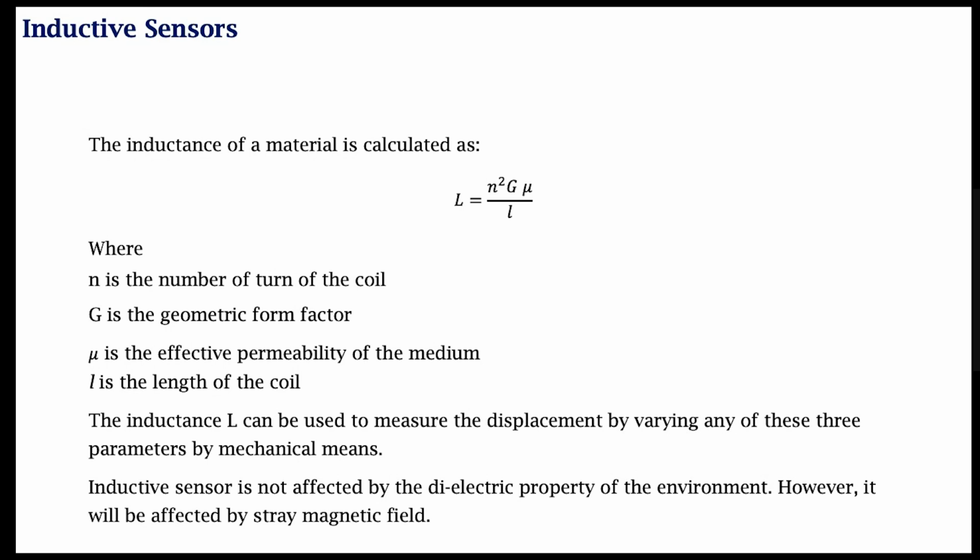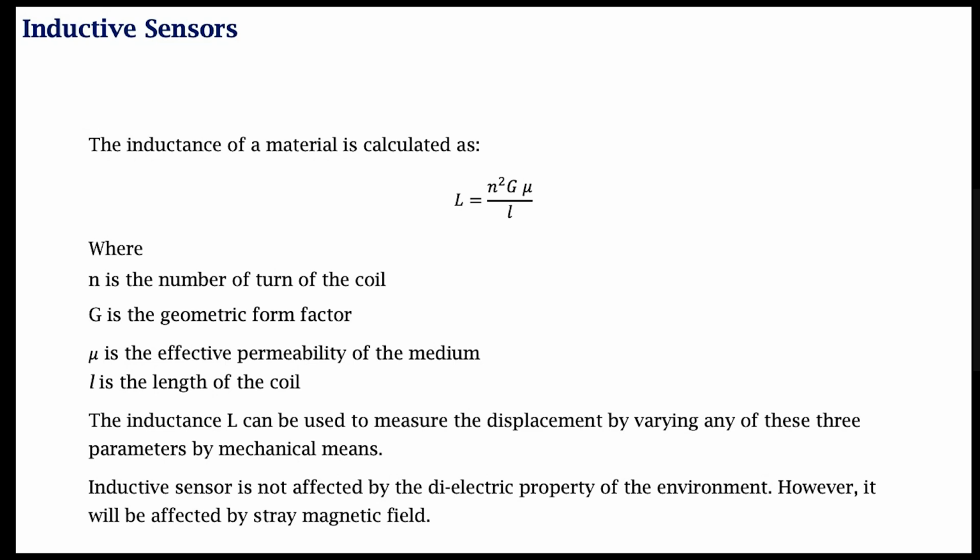We know from high school that the inductance of a material is dependent on multiple things. One is the number of turns of a coil that is wound, the cable that is wound. The other is its geometric form factor. And then mu is the permeability of the medium. Note the difference between permeability and permittivity, a fundamental difference. And L is the length of the coil.